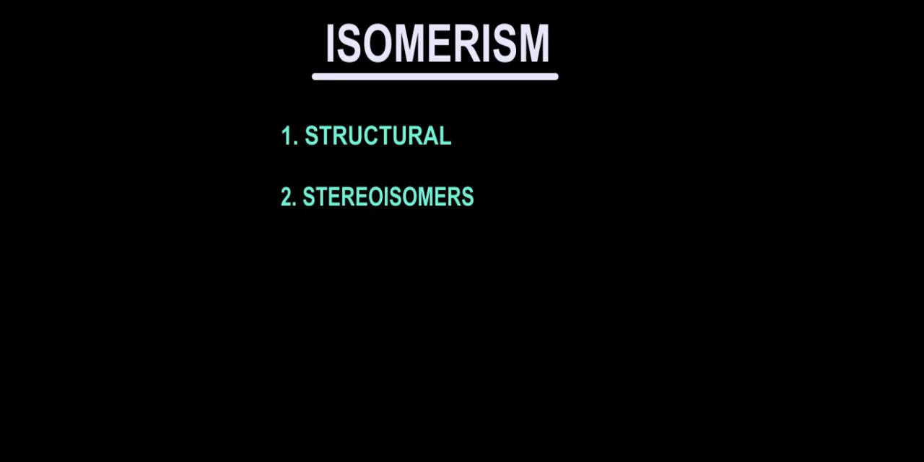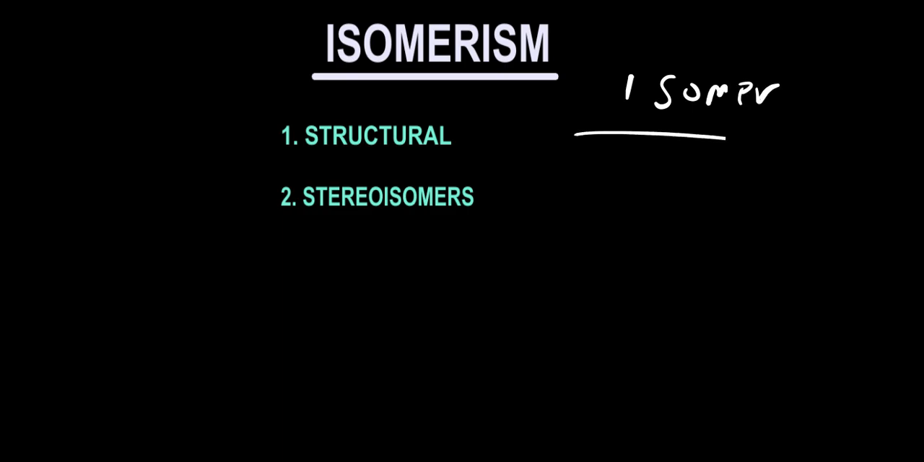Okay. Now let's talk about what we call isomerism. Now, isomerism, we're saying there are two types: structural isomerism and stereoisomerism. Now, isomerism, just deriving the name, an isomer.